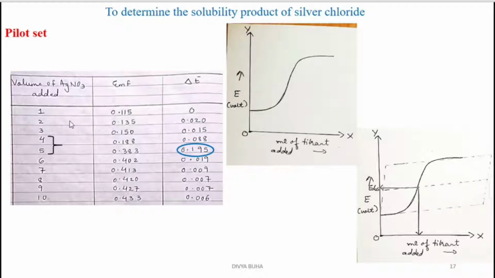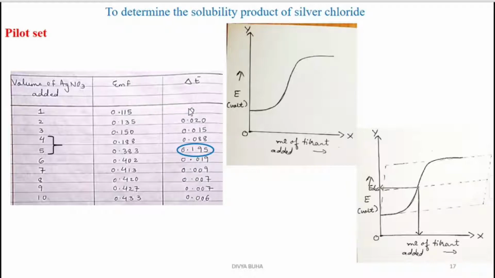Then you have to add another 1 ml, note it down. So in the similar manner, you have to add 1 ml of the AgNO3 and you have to keep on noting down the EMF values, right? And simultaneously, you need to also determine the delta E values. Okay, that is the difference in the EMF values.